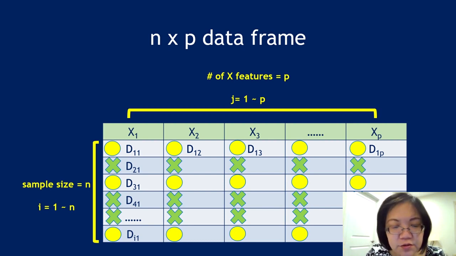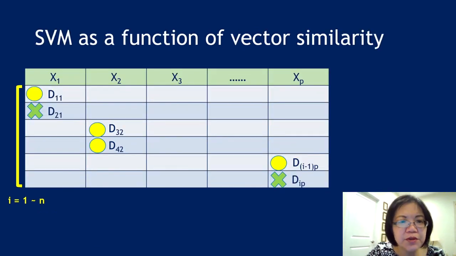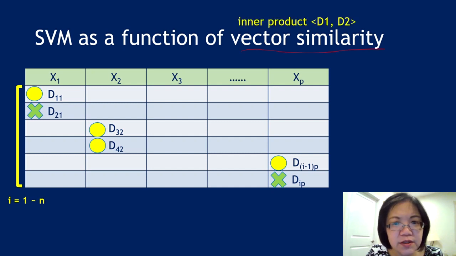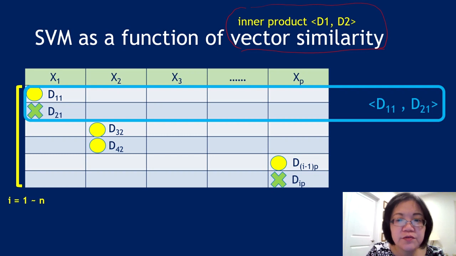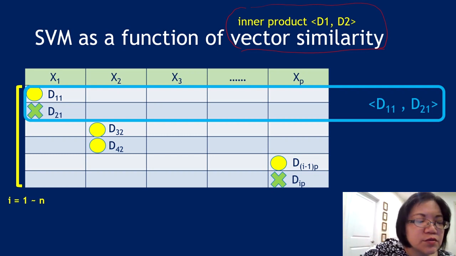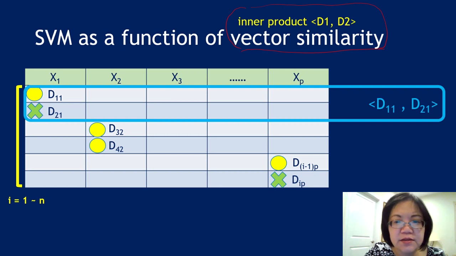Every cell is a data point, and every data point is basically a dot on the chart. So what we can do is calculate vector similarity between any pair of two data points. So let's say that we take these two data points. Vector similarity is inner product, just as a reminder. So vector similarity can be measured by inner product of D1, D2, basically any pair of two points. If we take D11, D21, these two data points, we can calculate their inner product using the bracket notation.